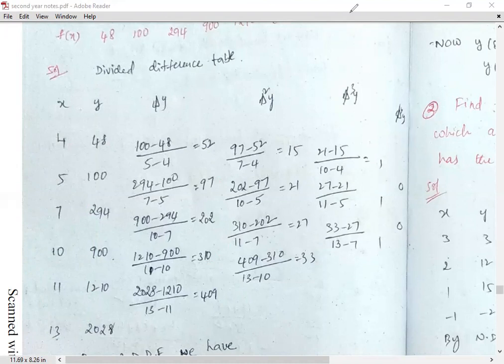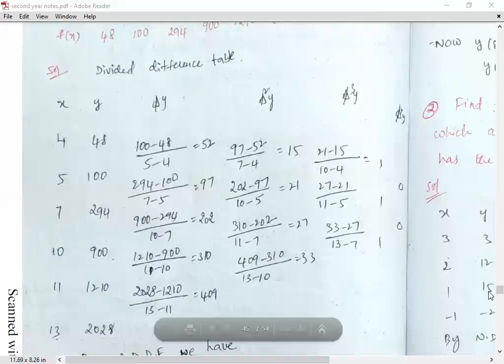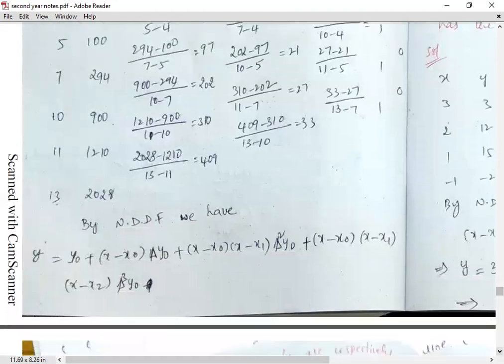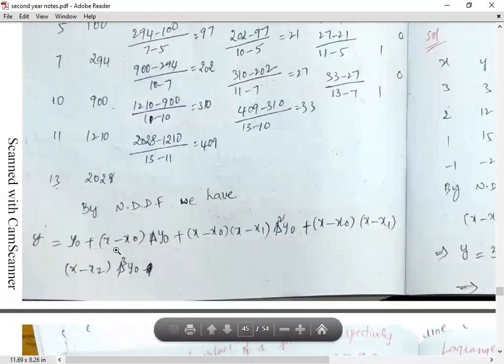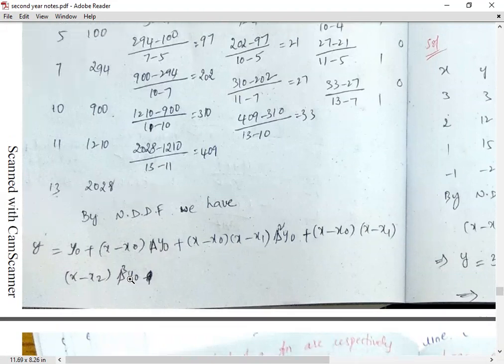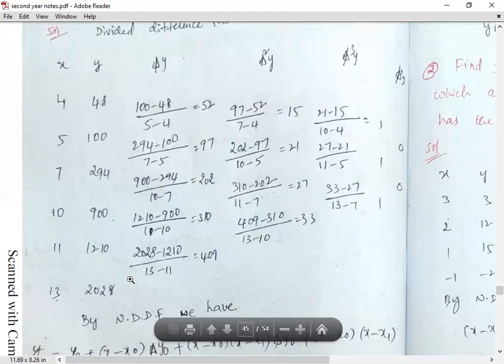Now we need to consider Newton's divided difference formula, which is y of x equals y naught plus x minus x naught into first divided difference plus x minus x naught into x minus x1 into second divided difference plus x minus x naught, x minus x1, x minus x2 into third divided difference. As higher order differences are 0, we can write this formula up to the third divided difference only.